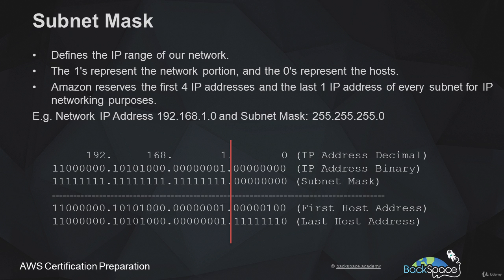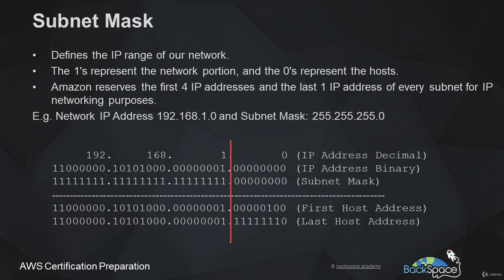Amazon reserves the first 4 IP addresses and the last IP address of every subnet for IP networking purposes. So you cannot use the first 4 IPs, that is 0, 1, 2, or 3, and you can't use the very last one, 255. So just an example here.